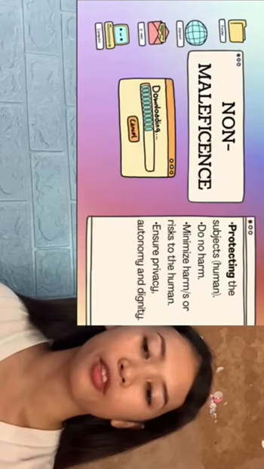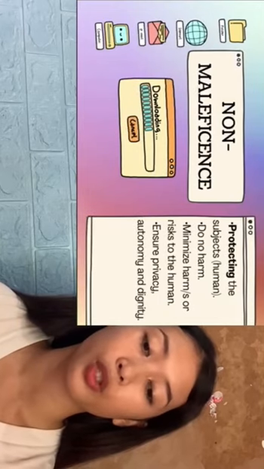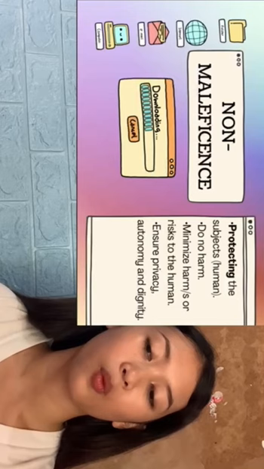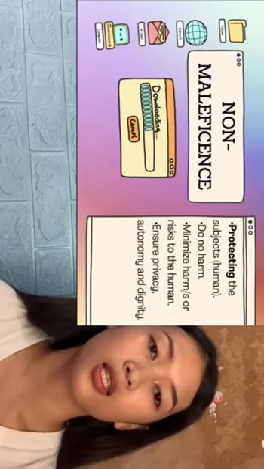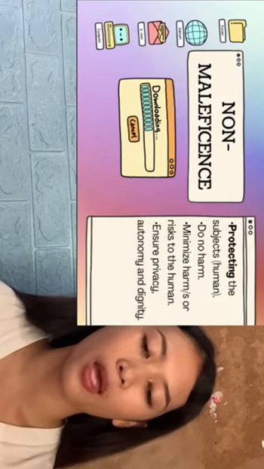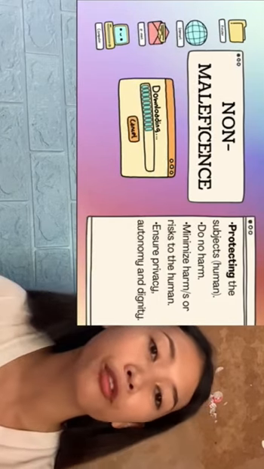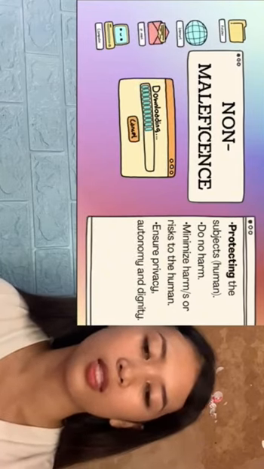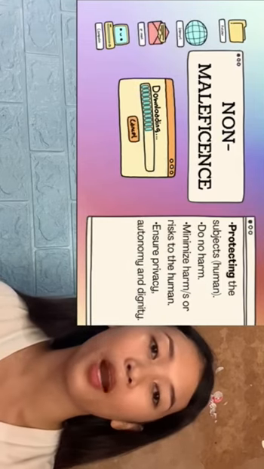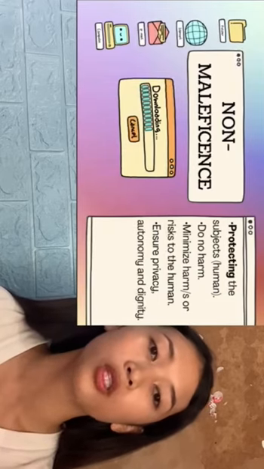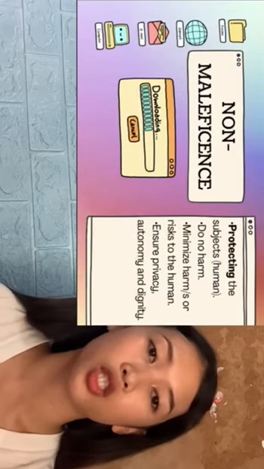Next is non-maleficence. It is protecting the subject or human, do no harm, minimize harms of risk to the human, ensure privacy, autonomy, and dignity. When we say non-maleficence, we have to protect the subject or the participants of the research. It is not harmful anyway because we are just protecting the research participants, and we have to ensure also the privacy, autonomy, and the dignity of both the researcher and the research participants.